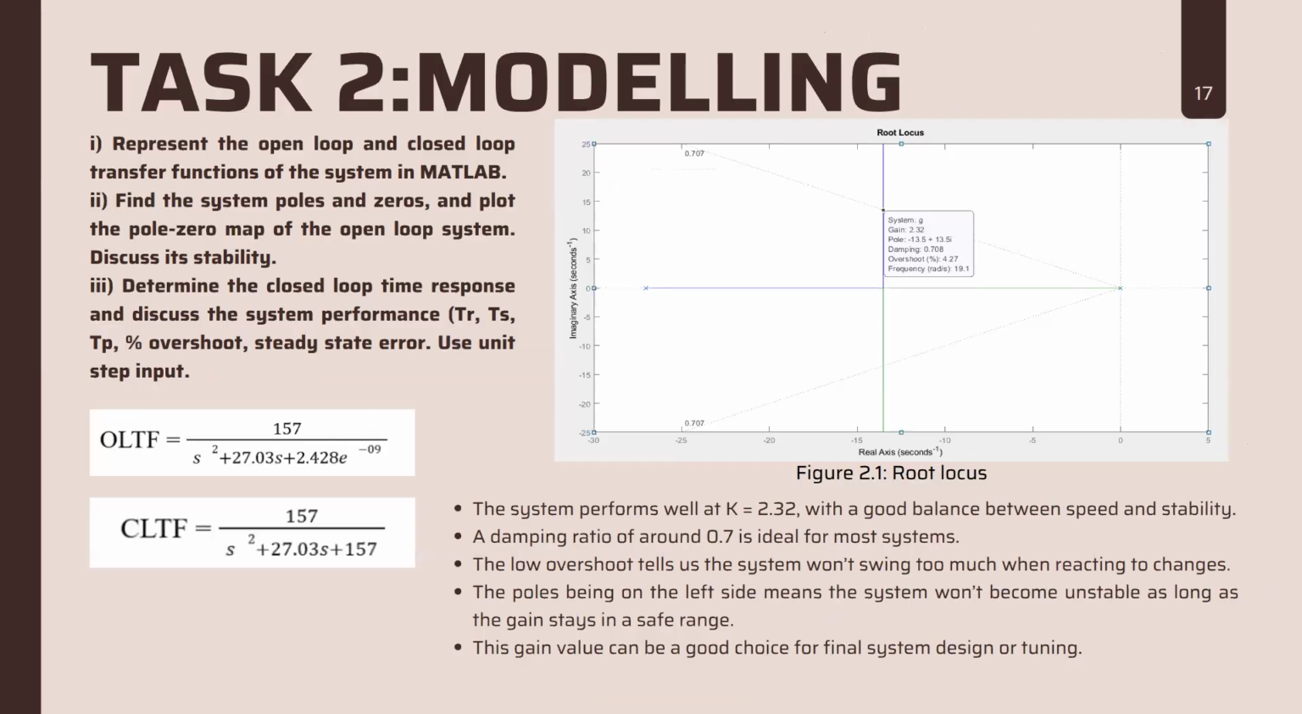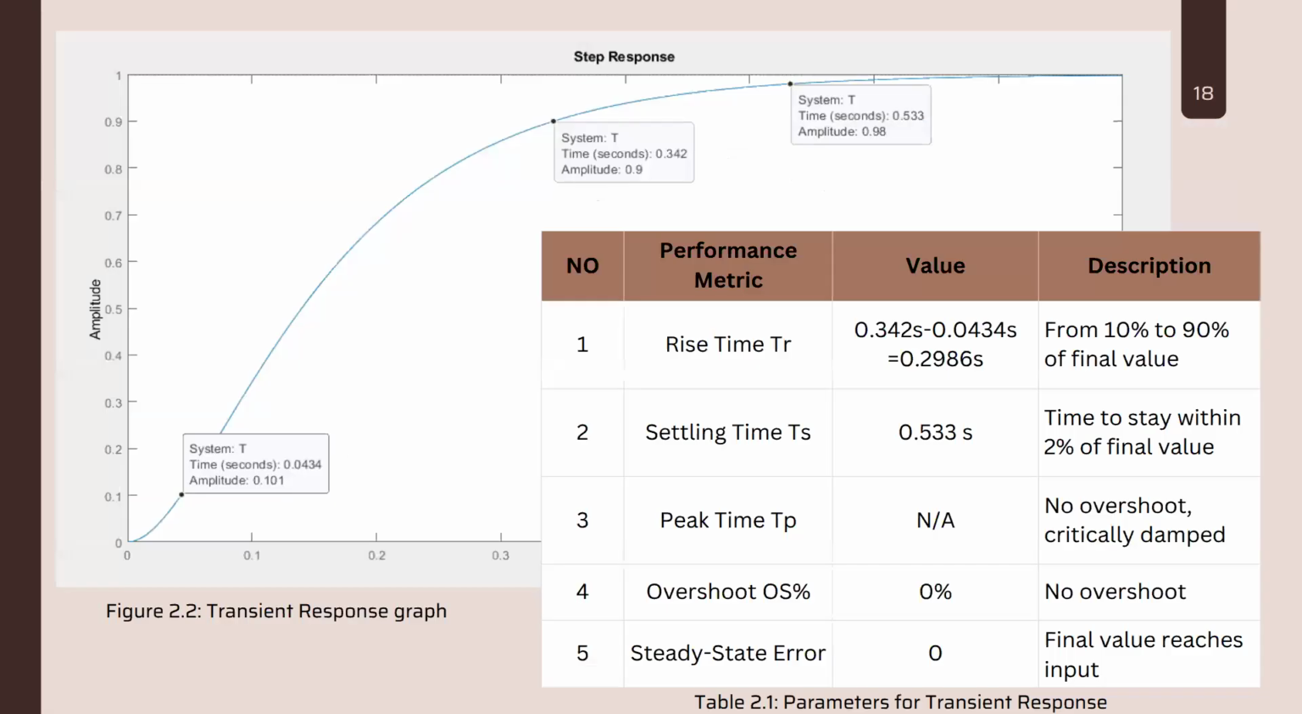Okay, so for task 2, we perform well at gain K 2.32 with a good balance between speed and stability, and we use an ideal damping ratio for most systems, which is 0.707. Next slide. This is our open loop transfer function and closed loop transfer function equation. Next, this is our step response.